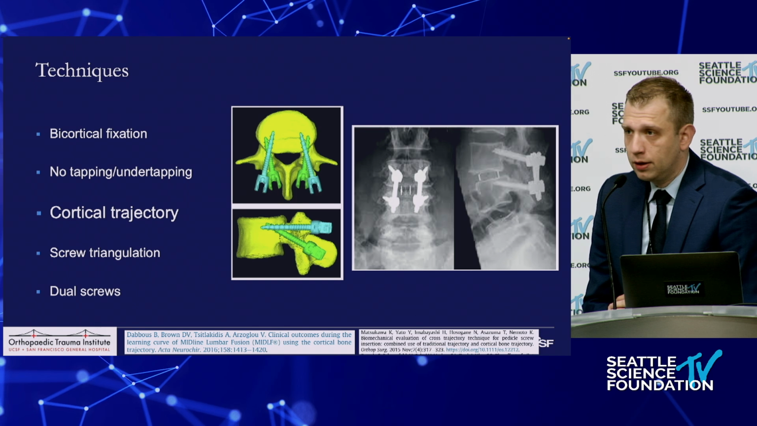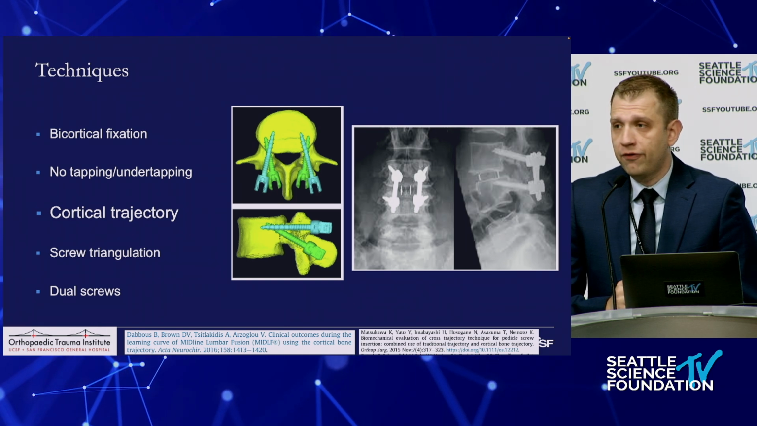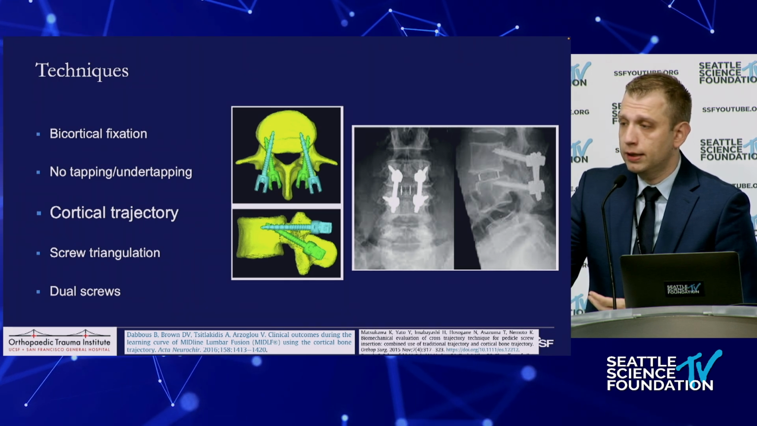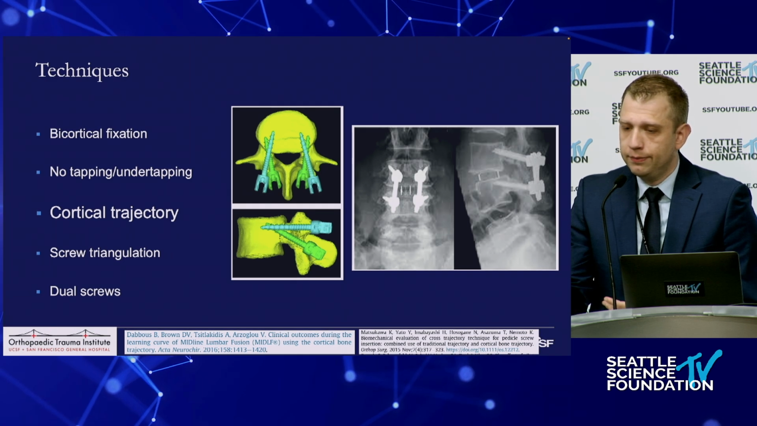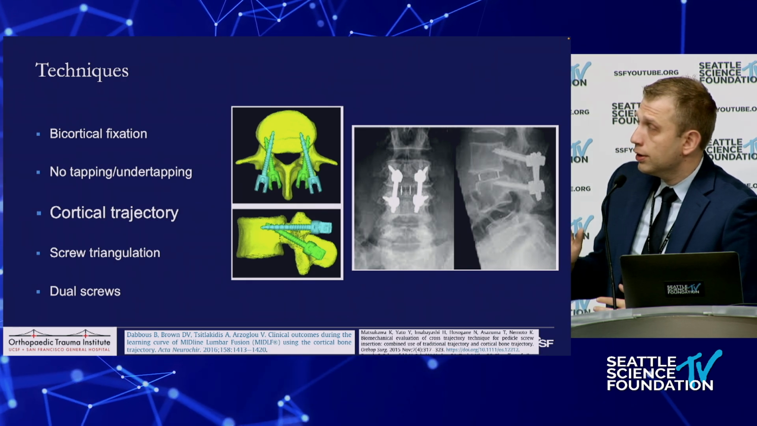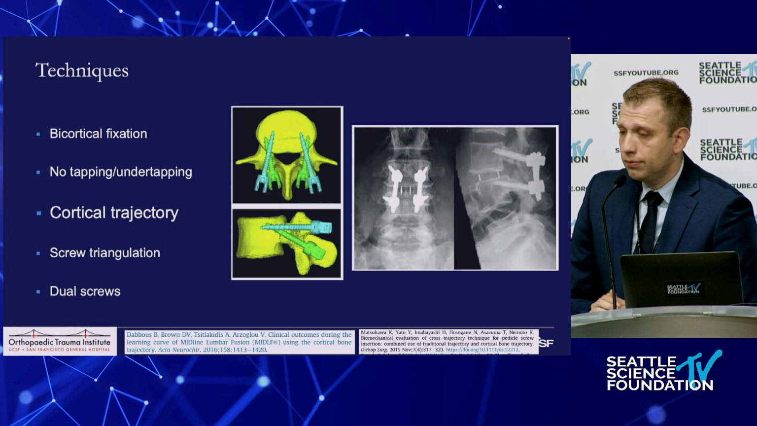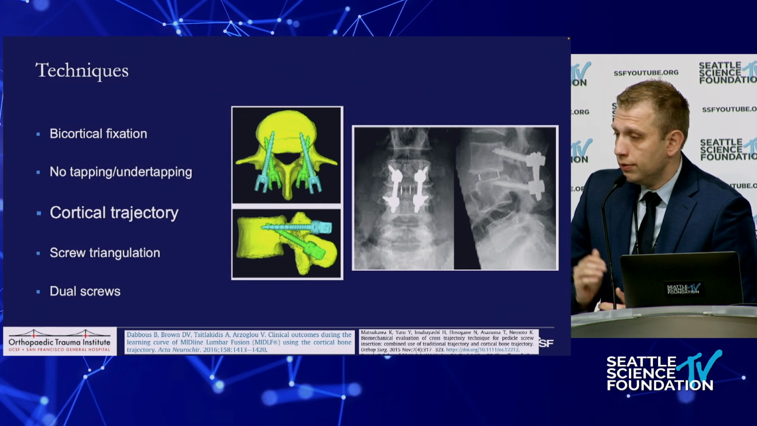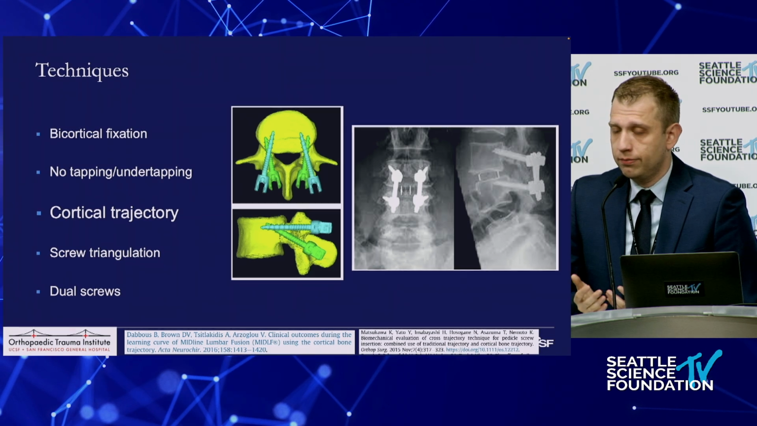Another strategy is to use a screw with a cortical trajectory. As we know from intertrochanteric femur fractures, you want to put the screw where the bone is. That's why in intertrochanteric femur fractures, you kind of aim the screw down to the inferior aspect of the neck where you have the good bone. Well, it turns out that along the pedicle and the lateral aspect of the vertebral body, that's where you have the better strength.